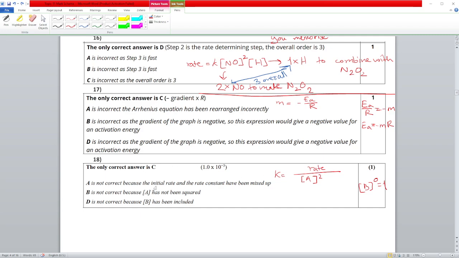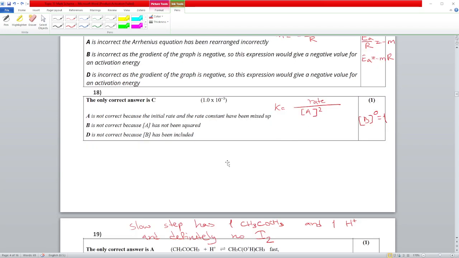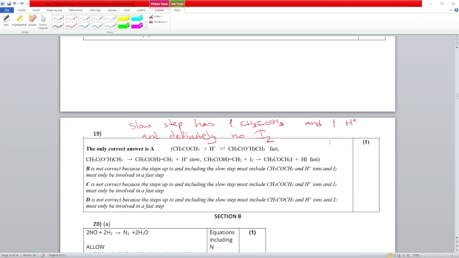Number 18, this is another one where you rearrange the question. It seems straightforward. You're just rearranging to make k the subject, but they threw in a little bit of a trick or a twist, where they gave you a concentration for B, but you can't use that concentration for B in your value of k, because B is 0 order, which means whatever this number is inside this bracket, you take it to the power of 0, it ends up being a 1. So this is what the value of k is actually supposed to be. Rate divided by square of A concentration.